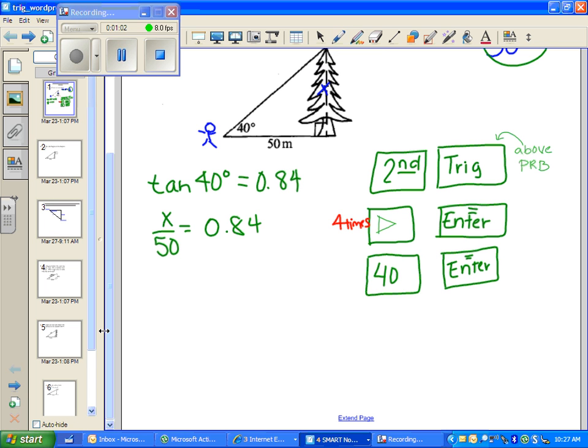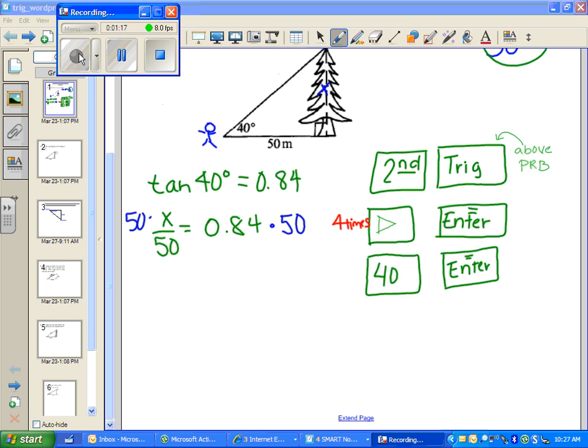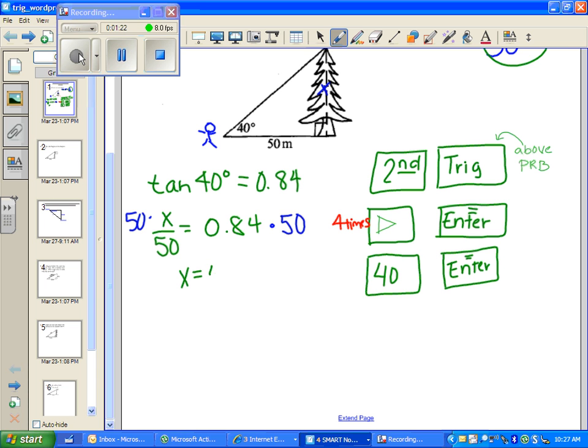Now we can solve this equation by multiplying both sides by 50. And when we do that, we get a rounded answer, right? Exactly. When we multiply 0.84, which is a rounded number, times 50, we get x equals 42. So what this tells us is that if we have the fraction 42 over 50, that equals 0.84. And we know that this is the tangent of 40 degrees.